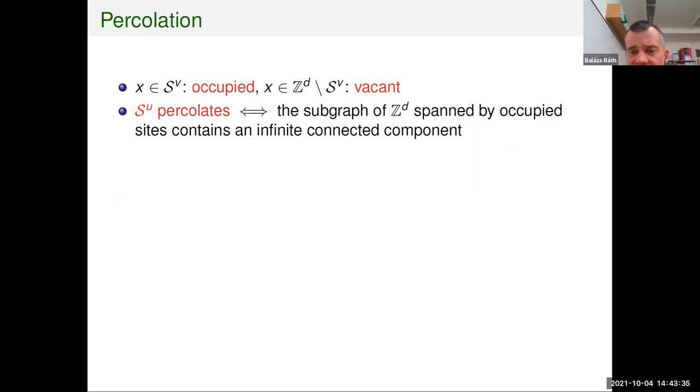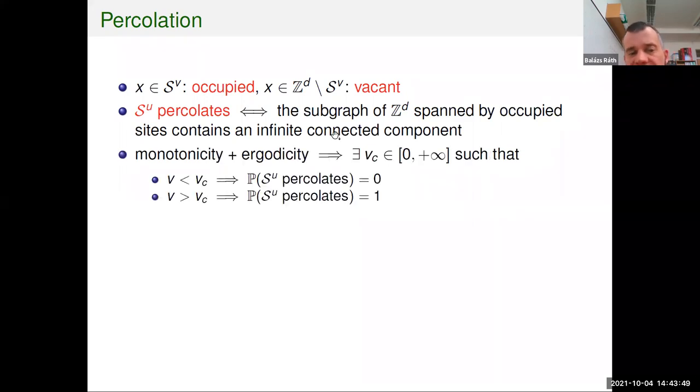So the subgraph of Z^d spanned by the occupied sites, the sites that are in S^V (this is supposed to be S superscript V here, not S superscript U). And then the question is, does this subset percolate or not? And how does this depend on the intensity?